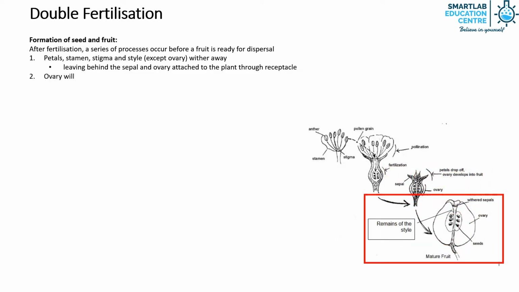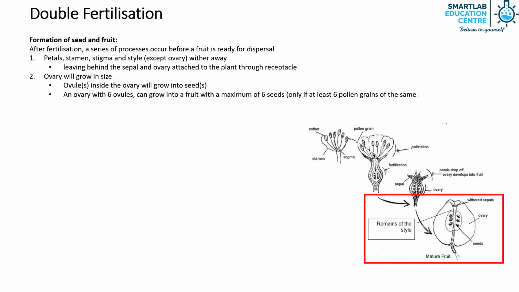Afterwards, the ovary will start to grow in size. The ovule inside the ovary will grow into a seed. An ovary with 6 ovules can therefore grow into a fruit with a maximum of 6 seeds, only if at least 6 pollen grains of the same species manage to reach the stigma. One ovule contains one ovum, hence only one plant can grow from one seed.